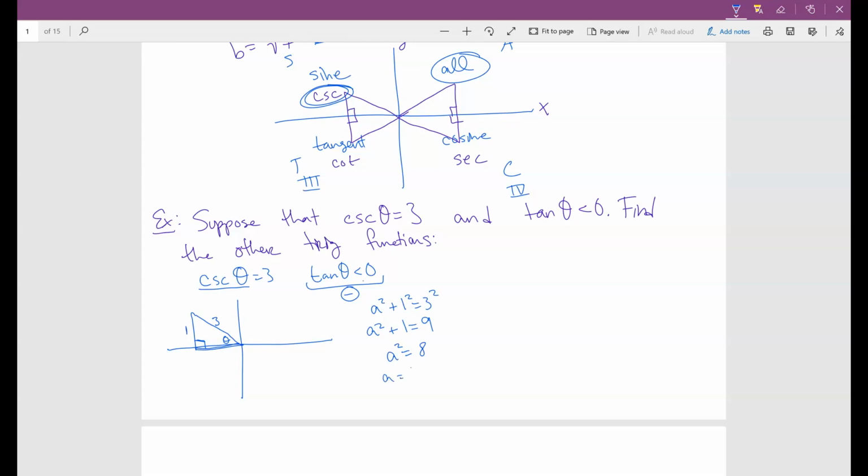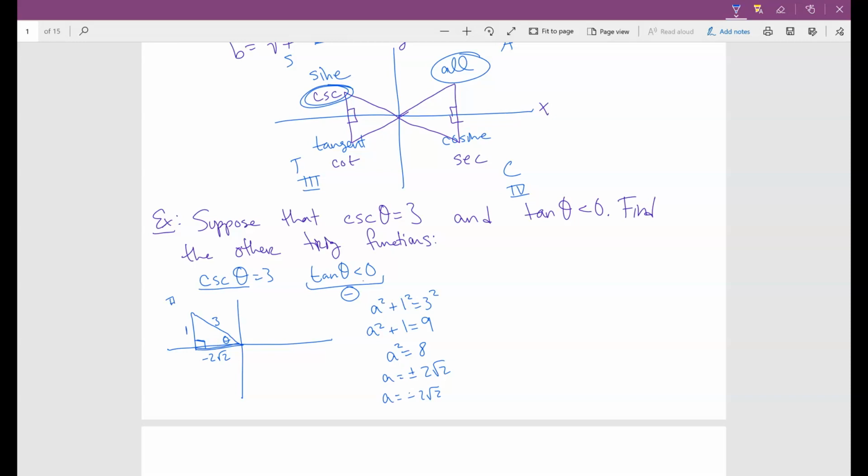So a is equal to plus or minus the square root of 8, which is 2 square root of 2. Okay, now is it positive or negative? Well, in quadrant 2, we are on the negative x-axis, so this will be negative 2 square root of 2. Okay, so that's what a is going to be.